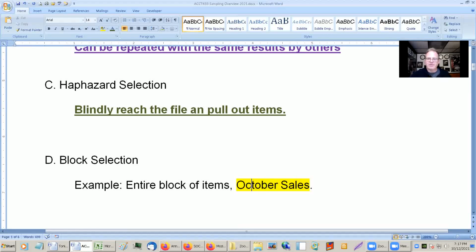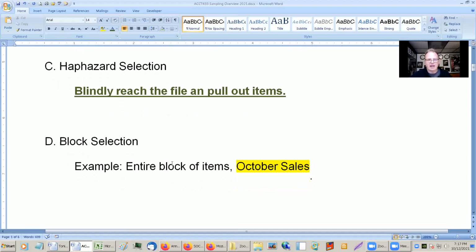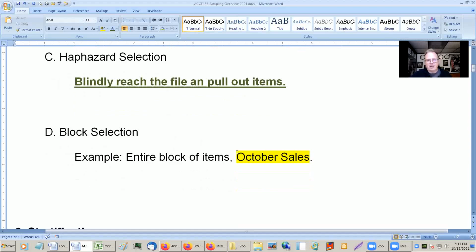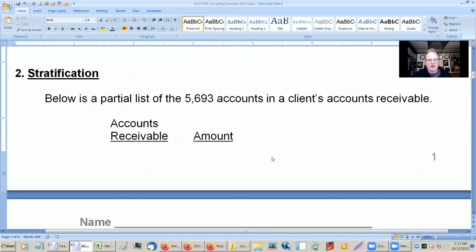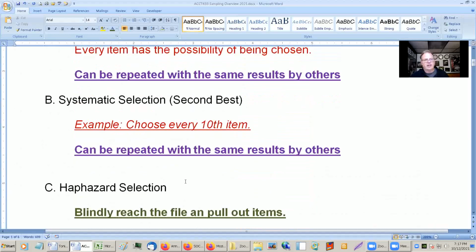And not only that, items cannot be picked from any other block. So if something happens in January, it's not going to get caught. There's no chance of getting caught. Block selection is for blockheads, is an old saying, but you generally don't do that. Okay, stratification.